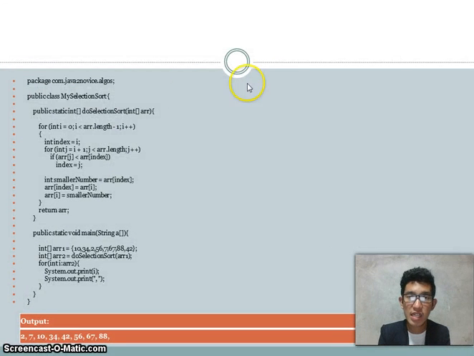So, this is the sample program of the selection sort. If you run this program, it will show the output 2, 7, 10, 34, 42, 56, 67, and 88, which are sorted.